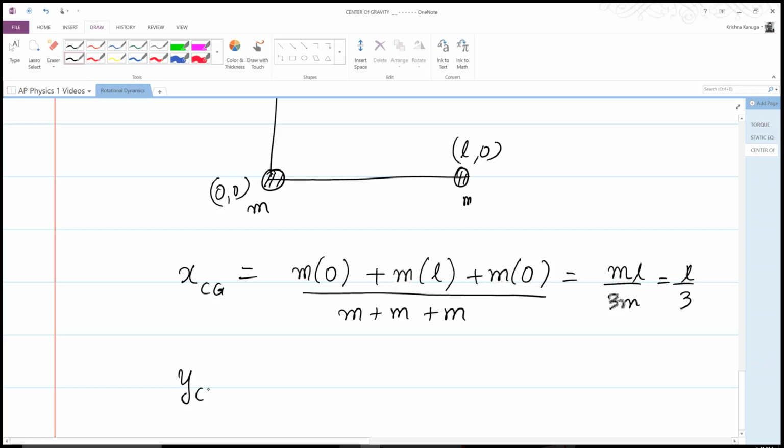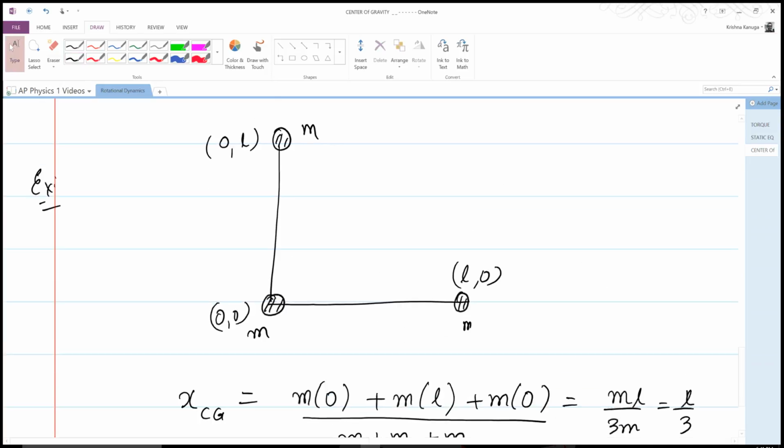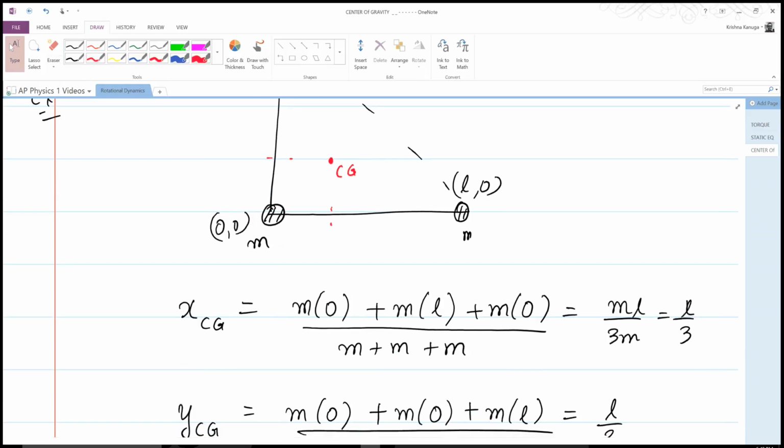We play the same game for the y, and we get m times 0 plus m times 0 plus m times L, over m plus m plus m. If we do it correctly, we end up getting L divided by 3. So if we were to complete this triangle, the center of gravity for this system would be a third of the length, somewhere around this point, which would be the center of gravity of the object. Make sure that you know how to do these for simple things, and in the next video we'll try to calculate the center of gravity for some extended objects.